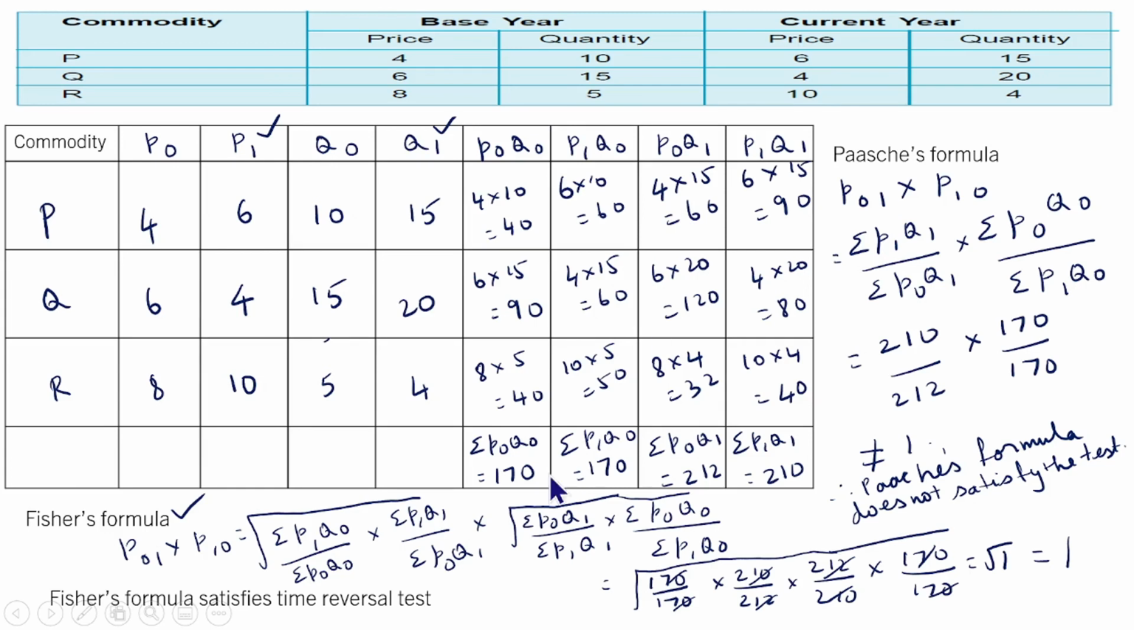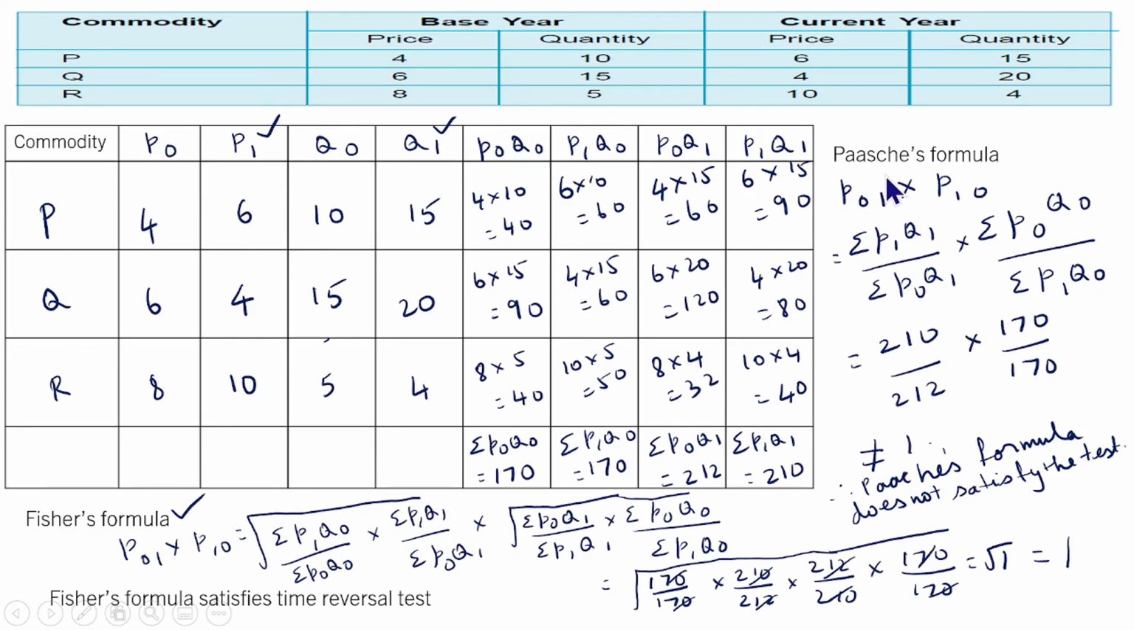So we drew a table like this and we took P0, P1. P0 is the price in the base year, P1 is the price in the current year. So they are given here. Then Q0 is the quantity in the base year and Q1 is the quantity in the current year. They are also given here. So based on these values, we found P0 Q0, P1 Q0, P0 Q1, P1 Q1. And we found summation P0 Q0 as 170. Summation P1 Q0 is also 170. Summation P0 Q1 is 212 and summation P1 Q1 is 210.